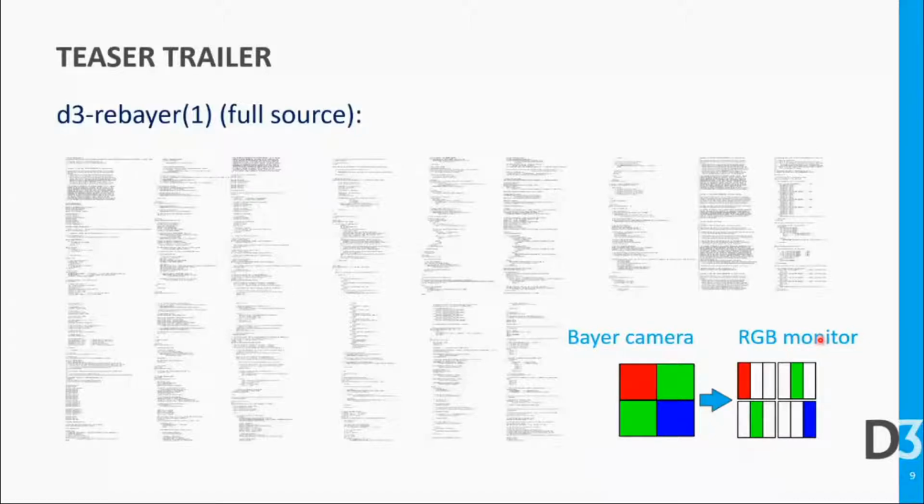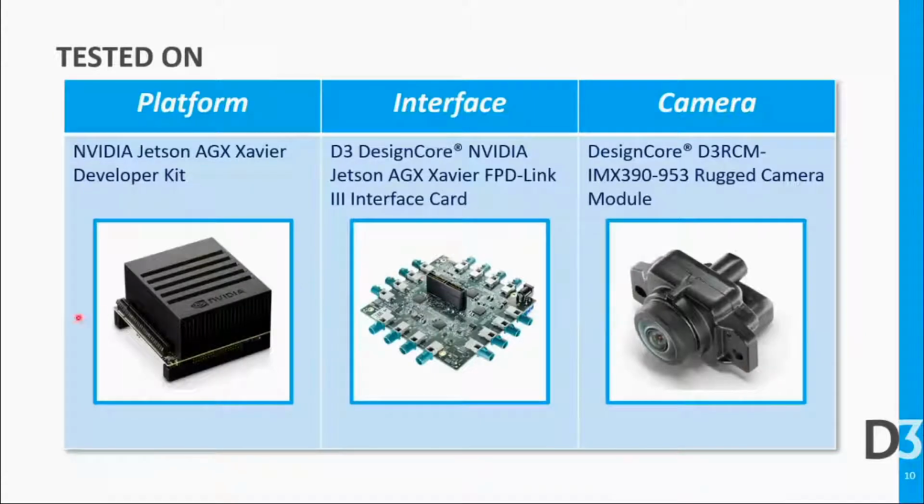I've tested this on a Xavier development kit with a D3 16-channel FPD link interface card. And yes, we can stream 16 cameras simultaneously into the Xavier. And the camera is a Sony IMX390. This particular one is a ruggedized module. It comes in a sealed case. And yes, these are marketing pictures, and here's what it actually looks like.